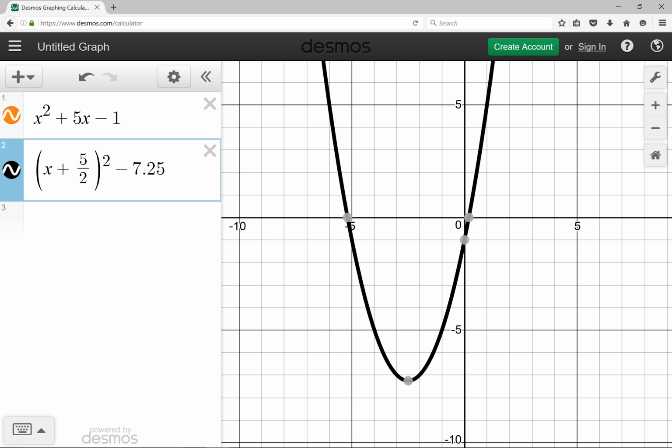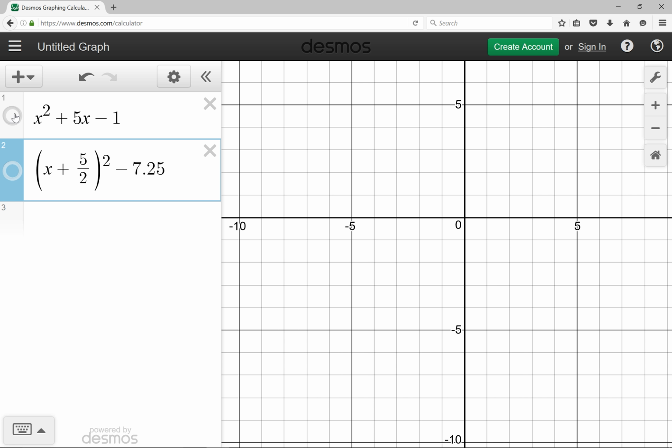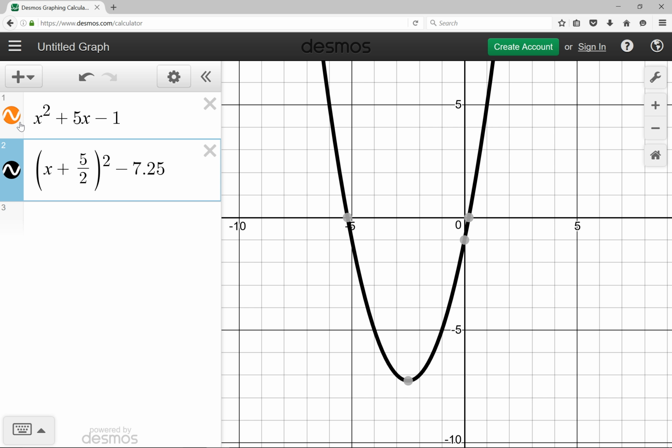Oh my gosh, I only see one function. That's because it's the same one. Yeah! Check it out too. Negative 2.5, negative 7 1/4.